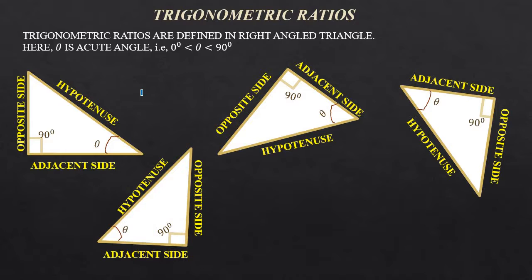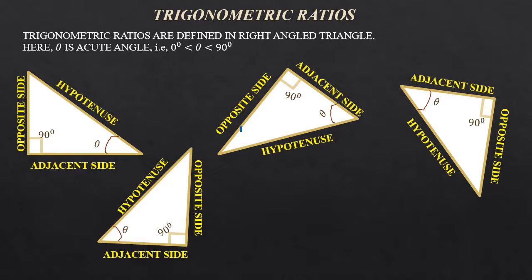Now before going to the trigonometric ratios, we should know the sides of a right angle triangle. The side which is opposite to the angle 90 degrees is called the hypotenuse. The side which is opposite to our angle theta is called the opposite side. The side which contains both 90 degrees and angle theta is called the adjacent side. In any right angle triangle, we have to know the sides very well. This will help us to solve the problems easily.